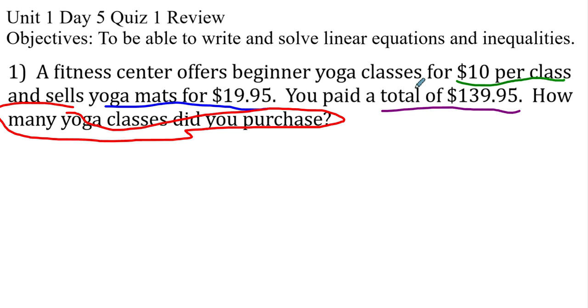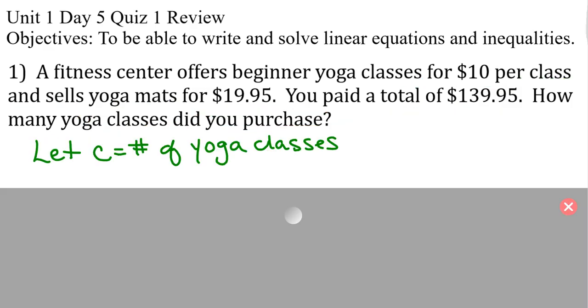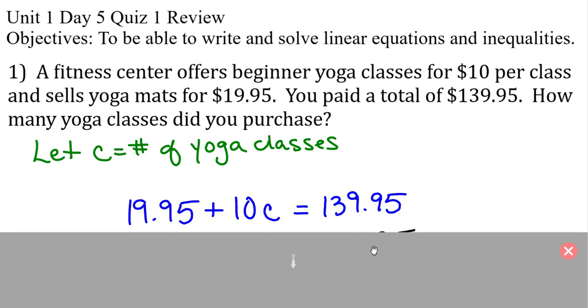It's saying I'm paying a total, so we know that this has got to be an equation, an equivalency word. So let's let C equal the number of yoga classes. I know that I'm $10 per class, so I could have 10C plus the $19.95 to equal $139.95.